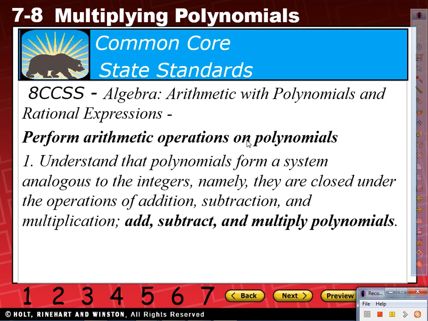We perform our arithmetic operations on polynomials. Which ones? Add, subtract, and multiply polynomials. Last week we added and subtracted. Today we're going to be multiplying polynomials. Okay? It's going to get more fun.